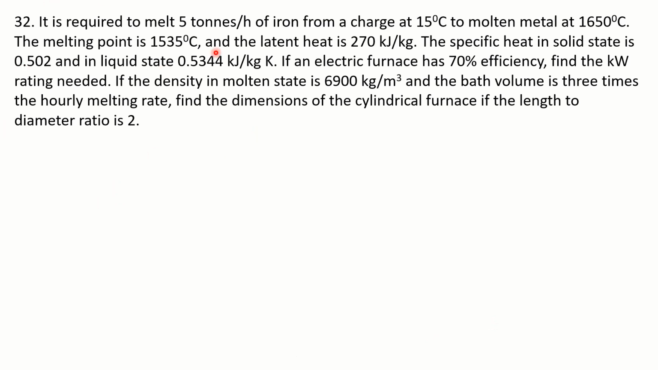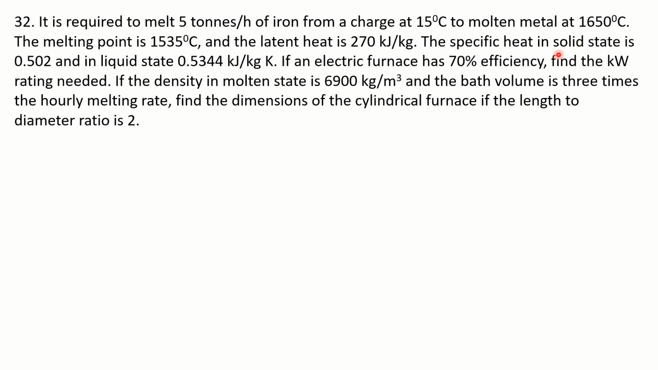Let us look at another example, because we also studied heat interaction. To explain that concept, I have taken up this example. It is required to melt 5 tons per hour of iron from a charge at 15 degrees Celsius to molten metal at 1650 degrees Celsius. The melting point is 1535 degrees Celsius and the latent heat is 270 kilojoule per kg.